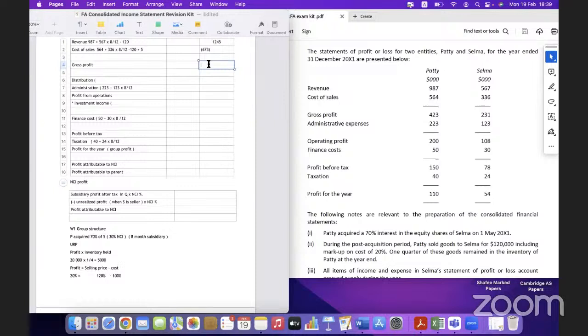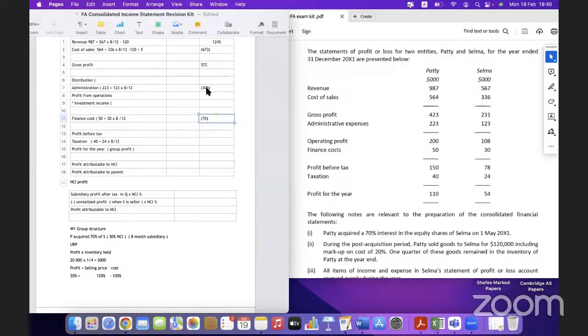1245. Guys, you also little bit double check whether my answers are correct now, the values. Right, next one, guys, administration expenses 223 plus 123 into 8 divided by 12. Right, answer is, guys, 305. Okay. Next one, guys, let's get the finance cost then. 50 plus 30 into 8 divided by 12. That's 70.